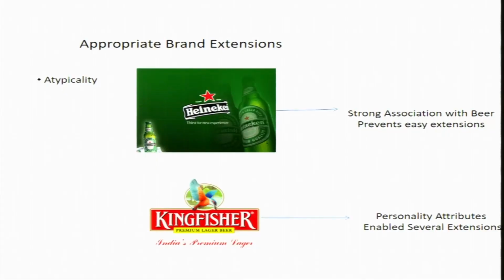We will see it once again in this example. Here you see two examples, one is Heineken and second is Kingfisher. Now, Heineken has a very strong association with beer. Now, moment you say that I will launch a Heineken airline, nobody will accept it, because all of us think that moment we say Heineken, it means beer. So, you can extend it to perhaps whiskey or wine, but you cannot extend it too far away from the liquor kind of imagery.